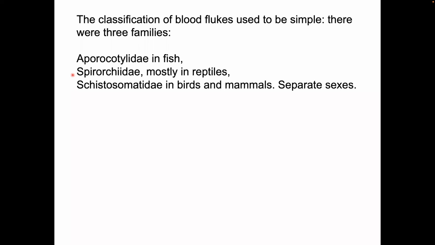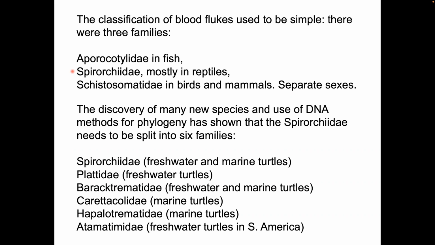The trouble is, some people in the US have started exploring this family, the Spirochidae, in more detail, and found a huge diversity of these things, mostly occurring in sea turtles and freshwater turtles all over the world. Nobody has really looked in Thailand, but they must be here as well, probably quite diverse as well. Now, these people have split this one family into 6 listed here. And you can probably tell the politics of the people who named this particular one, Barak Trematidae.